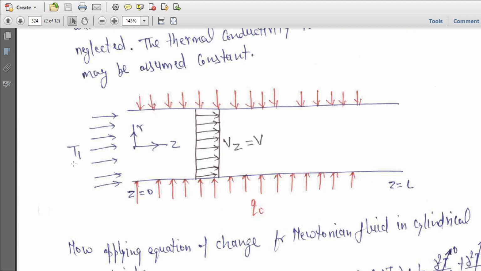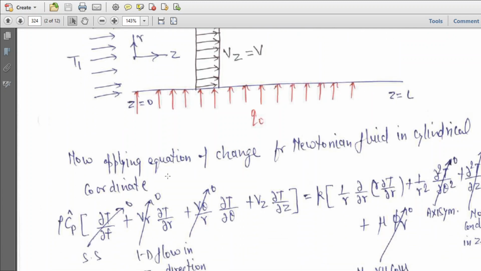Now fluid is entering at a temperature T1 at the inlet here. So this also has a flat temperature here. As the fluid passes through, it will start gaining the heat from the wall at Q0 flux and it will raise its temperature here.